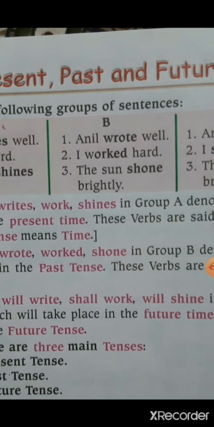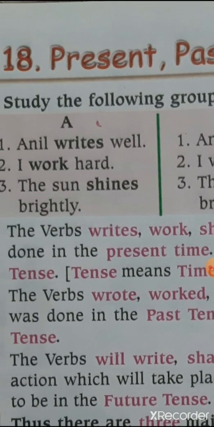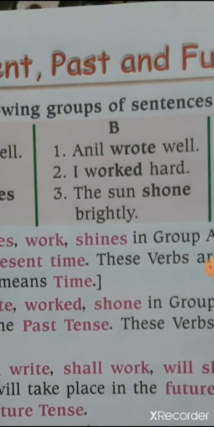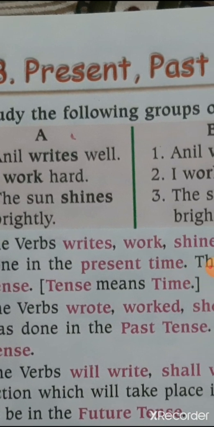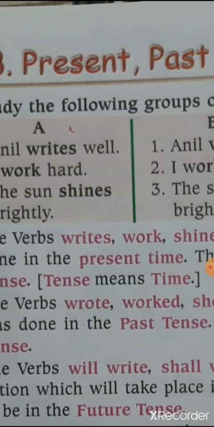Now see the group B. Very careful. Anil wrote well. I worked hard. The sun shone brightly. Okay, see the difference. Anil writes well. Here it has been written Anil wrote well. I work hard. I worked hard. The sun shines brightly.